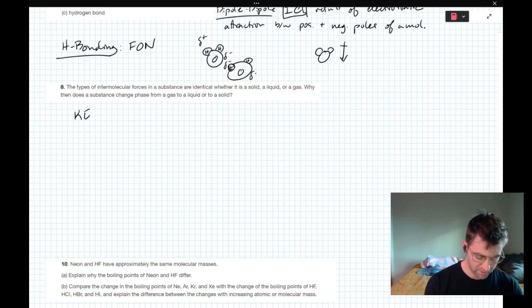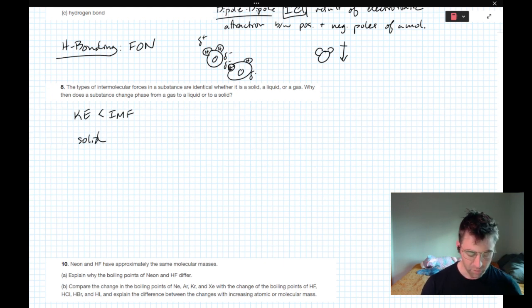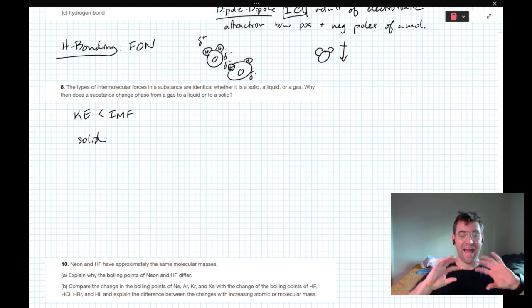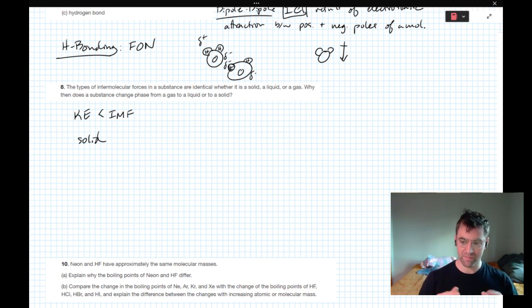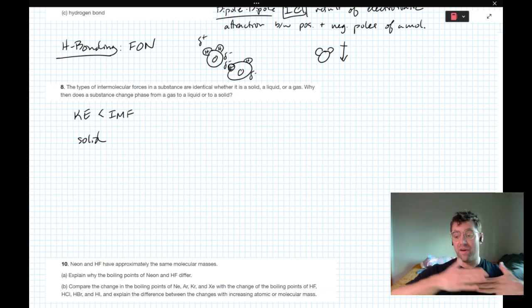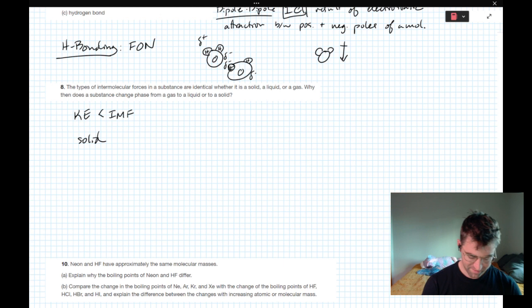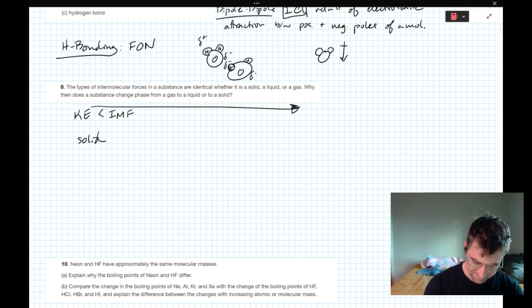If we're looking at kinetic energy compared to the intermolecular forces, if the intermolecular forces exceed the kinetic energy, we're going to have a solid. Remember that temperature is simply a measure of the average kinetic energy of a substance. So very, very low temperatures, lower kinetic energy. Those atoms aren't vibrating too much. Very, very high kinetic energy. I'm going to draw just an arrow over this way, increasing kinetic energy.